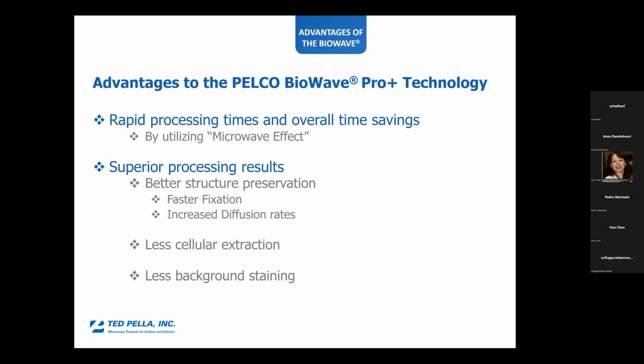So some advantages specifically of utilizing microwave processing. You get rapid processing times and overall time savings by utilizing the microwave effect, which we addressed earlier. Also, you get typically superior processing results. This happens through better structure preservation, through faster fixation times, as well as increased diffusion rates. How that happens is there's a vibration of polar molecules at that 2.45 gigahertz. At high energy, this would normally result in the hydrogen bonds breaking, resulting in the release of heat, which is what we don't want. But at low energy, such as that utilized in the BioWave, the microwave energy imparts movement of the water molecules because they are some of the most absorbent molecules to microwave energy. We also get less cellular extraction and less background staining.